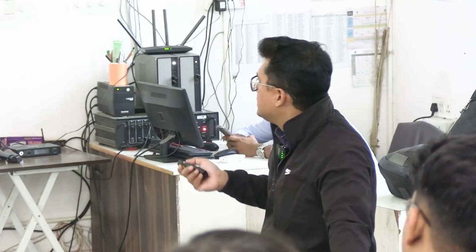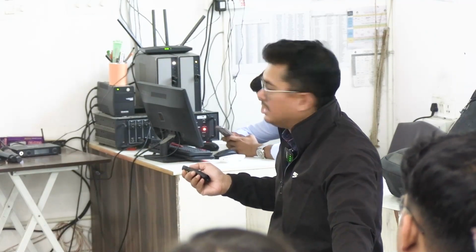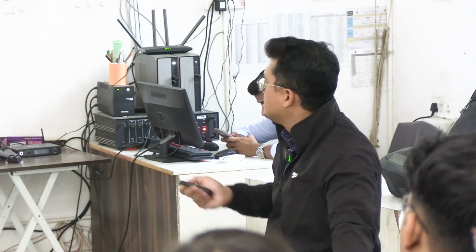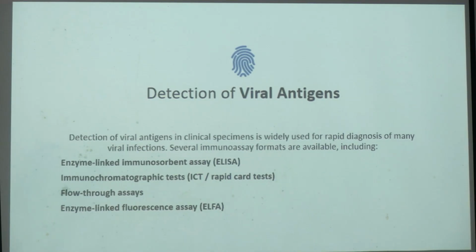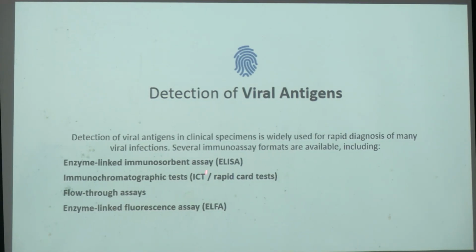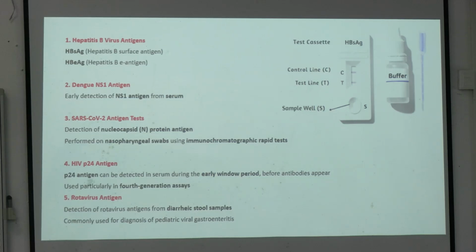So the hepatitis B surface antigen can be tested by immunochromatography, can be tested by ELISA, can be tested by flow through assay, can be tested by enzyme linked fluorescent assay. তো এতগুলো মেথড দিয়ে we can detect viral antigens. Okay, most common is immunochromatography and ELISA. So this is the example that I took right now, hepatitis B surface antigen, and we also have hepatitis B E antigen, which is a prognostic marker for the acute infection or super carrier.